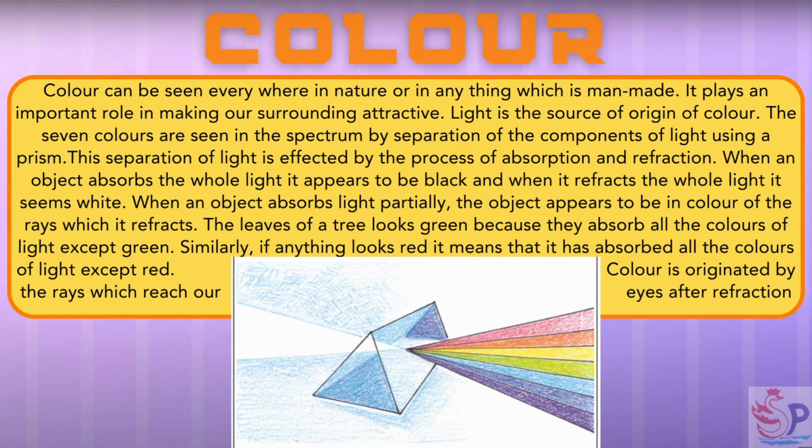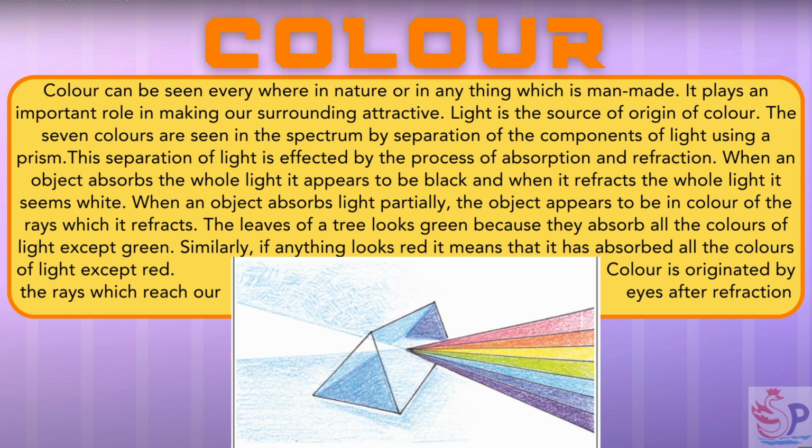Color. Color can be seen everywhere in nature or in anything which is man-made. It plays an important role in making our surroundings attractive. Light is the source of origin of color. The 7 colors are seen in the spectrum by separation of the components of light using a prism. This separation of light is effected by the process of absorption and refraction.